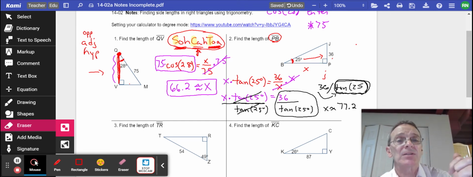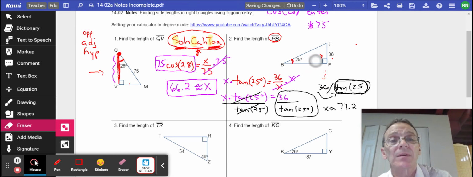Okay. Oh my gosh, I was erasing things and my eraser just stopped right in the middle.